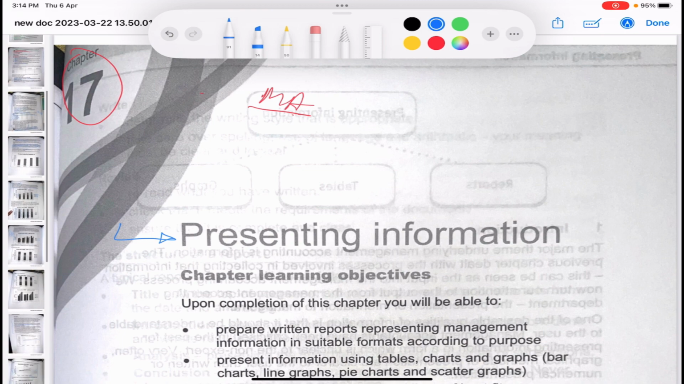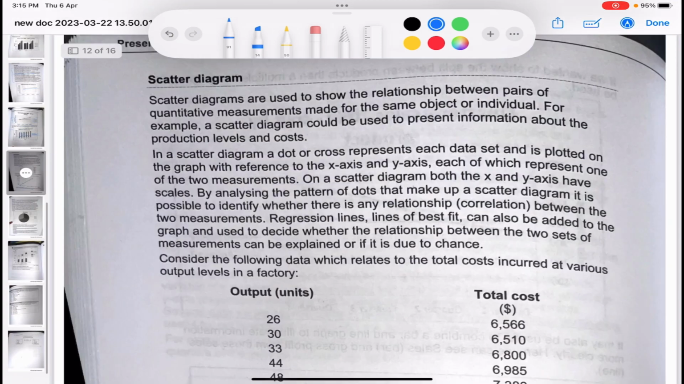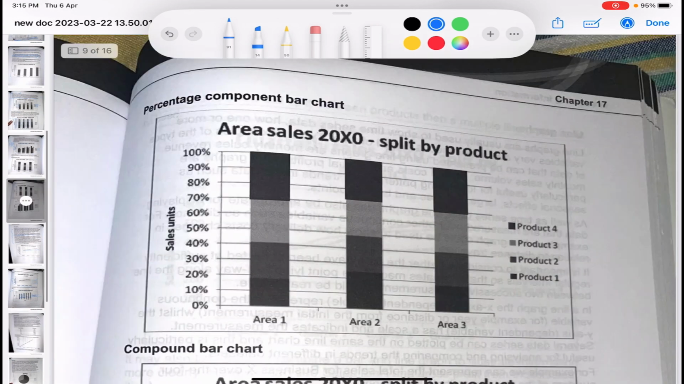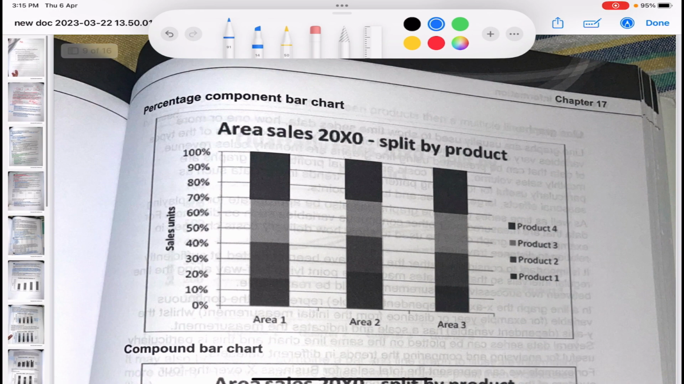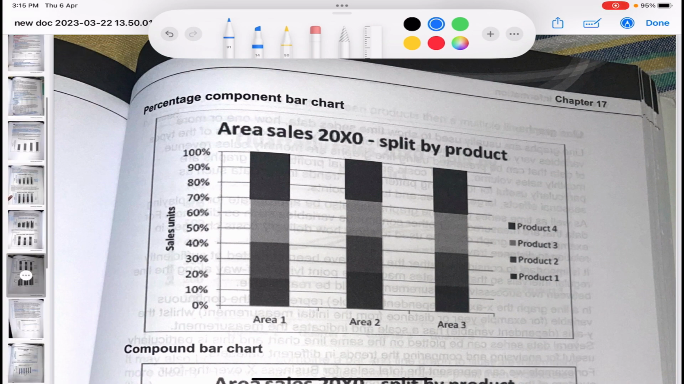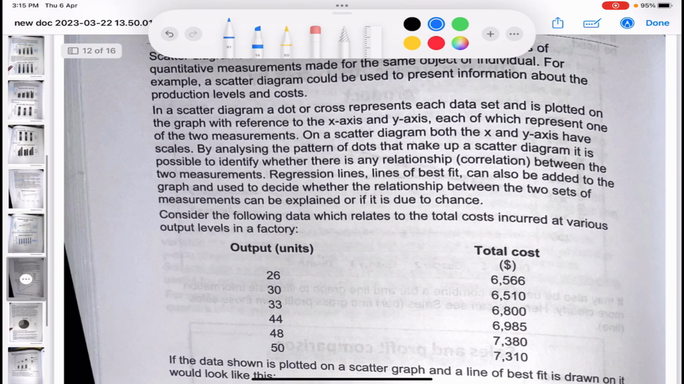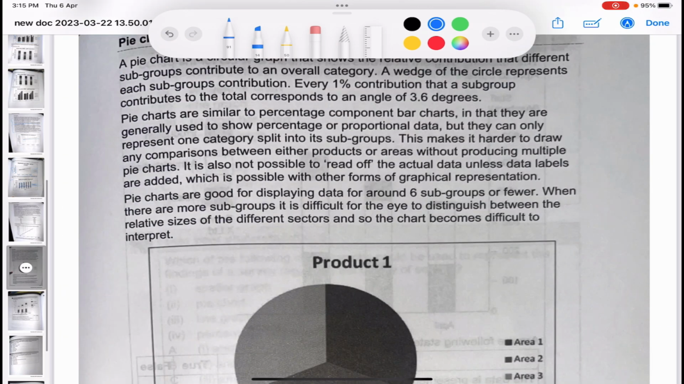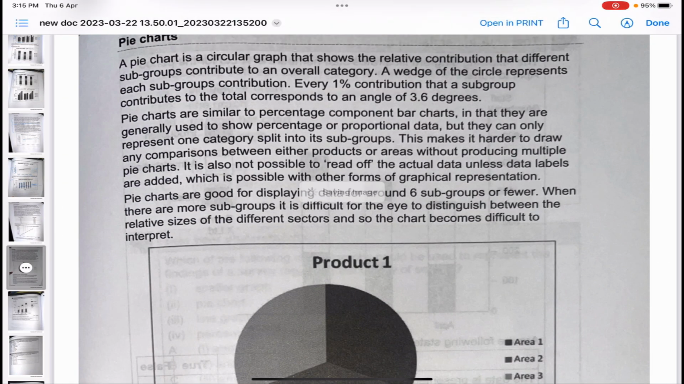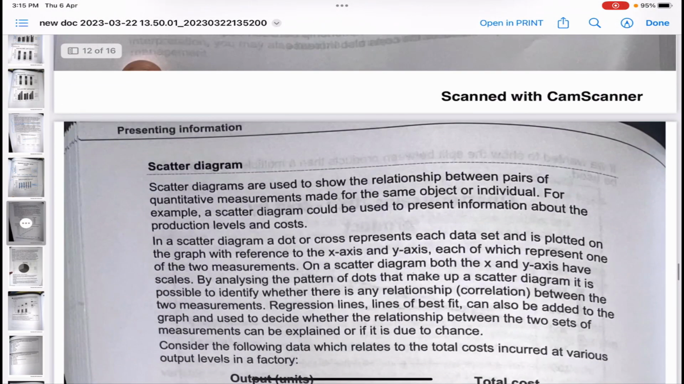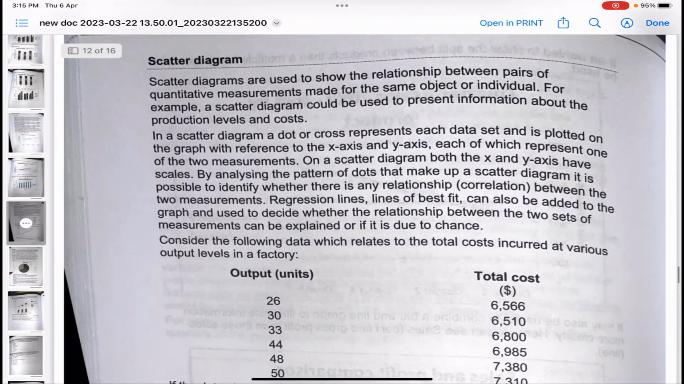So in the previous part, we saw the basic stuff, right? We were done with the bar charts. We saw what a component and a compound chart is. We saw how we write a report and we saw how to make tables. Now we'll be starting with the pie charts. No, before that, let's start with the scatter diagram.